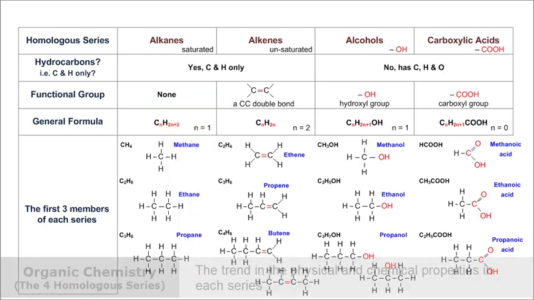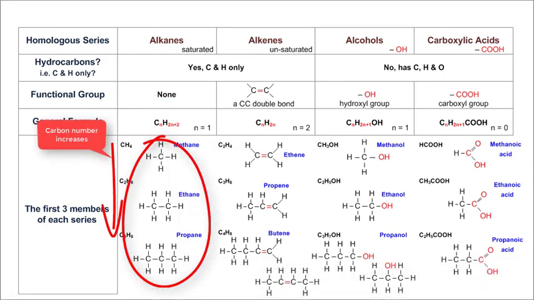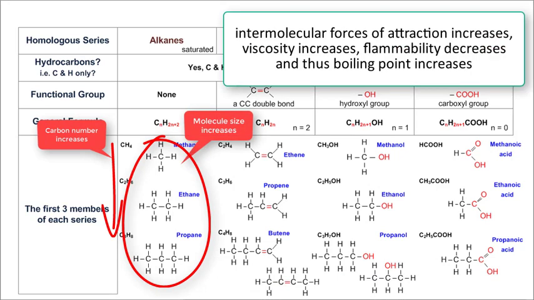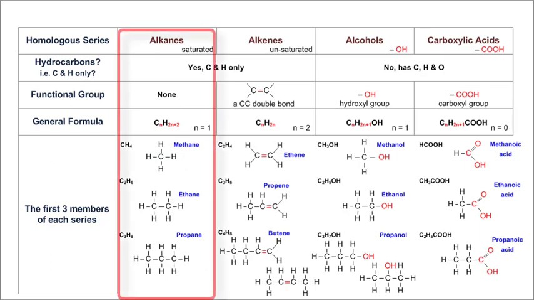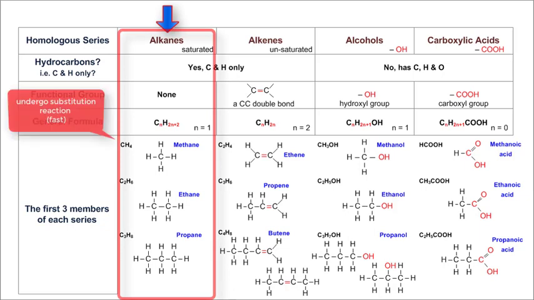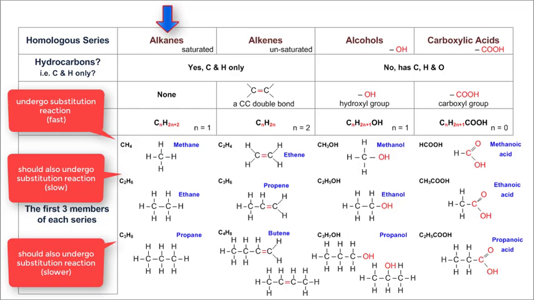Secondly, the trends within each group have to be understood. Down the group, the carbon number increases, the size of the molecule increases, therefore the intermolecular forces of attraction increase, therefore the viscosity increases, the flammability decreases, and the boiling point increases. Thirdly, the reactions within the group should be similar. For example, alkanes undergo substitution reaction. If methane can react with group 7 elements, halogens, then so should the others in the series. However, the reaction would be less reactive due to increasing molecule size.